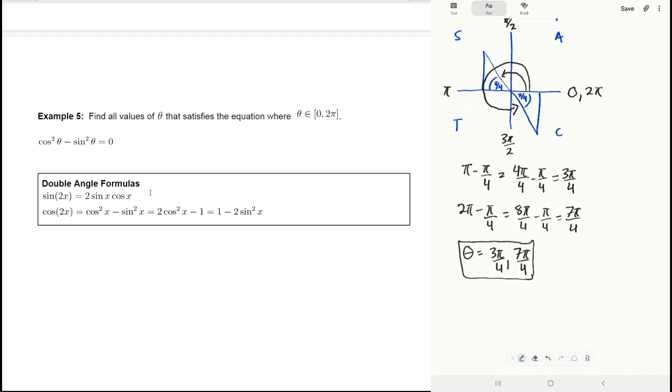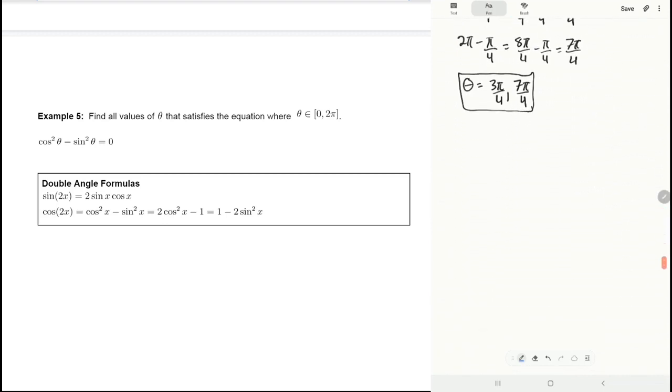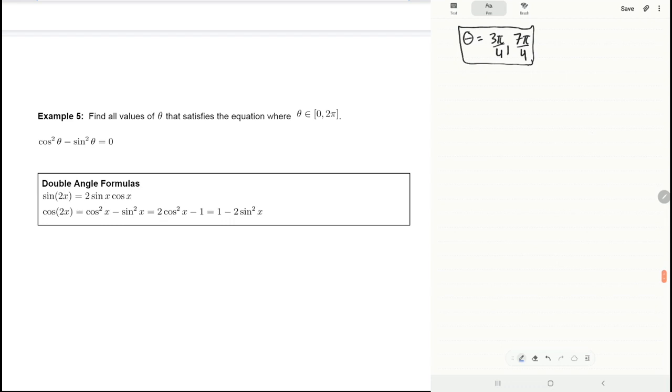So I've listed some identities that can be useful for us. These are called the double angle formulas. The one that we'll be using is the cos of 2x double angle formula. This is equal to cos squared of x minus sine squared of x. And we see on the left-hand side, that is exactly what we have, but we're using the angle theta as our variable. So let's have a look at solving the equation by using our identity.